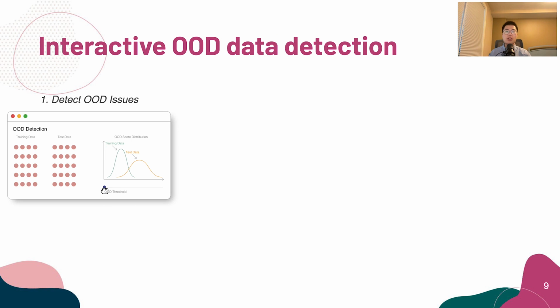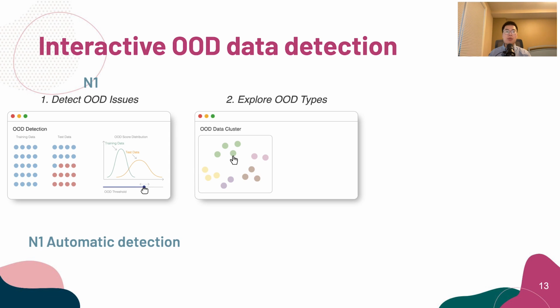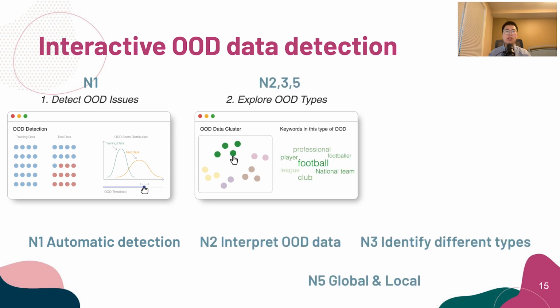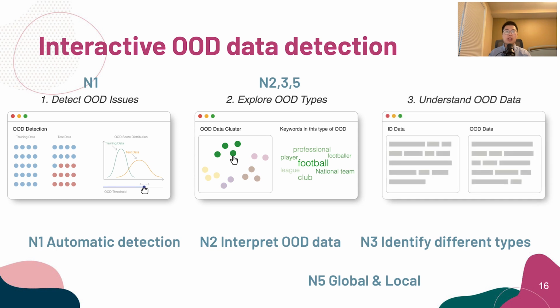Based on these user needs, we design an interactive system that separates the process of detecting and diagnosing OOD issues for NLP models into 3 different steps. First is the automatic detection of OOD data. Second is exploring different types of distribution shifts in detected OOD samples through clustering. The last one is to understand a specific OOD instance by comparing it with its in-distribution counterpart and using keyword highlighting to speed up the process.